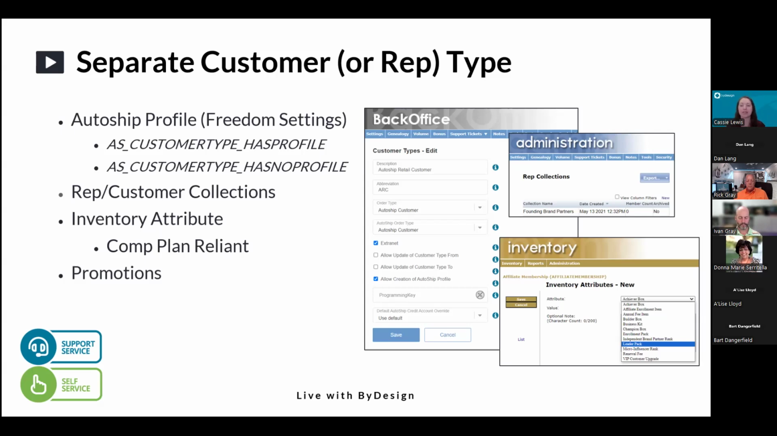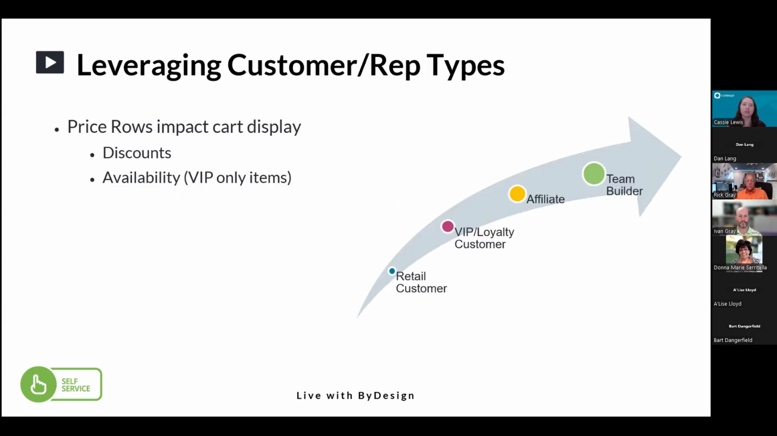And that's the first step to launching this kind of program: you have to identify which of your customers are going to be in the loyalty program. So then once you've got the customers identified, regardless of how you've done it, you've got a set of VIP customers that are different from your retail customers. This allows you to then leverage different tools to work with those VIP customers. The first is going to be price rows.